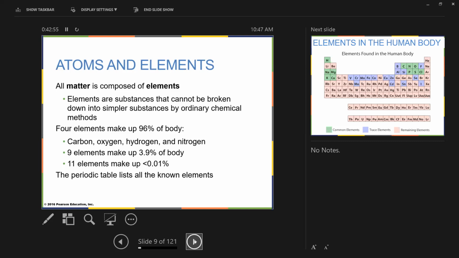The other 9 elements make up 3.9% of the body. The most important ones of those would be sodium and potassium. And then there's a bunch of trace elements. Iron, for example. We've got to have iron in our hemoglobin for us to carry oxygen in our red cells.